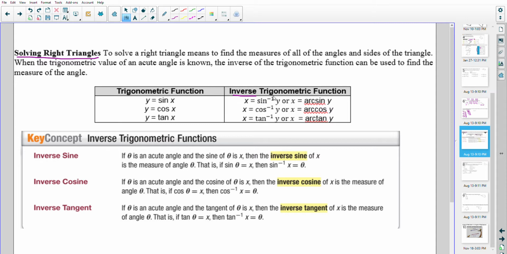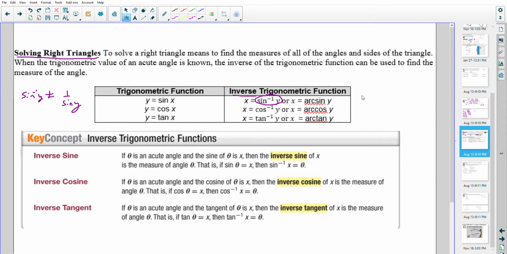And that can be written in this form, which shows a -1. Now that doesn't mean that's the exponent. So in this form, I would know that the sine inverse of y does not equal 1 over the sine of y. First important piece to note.